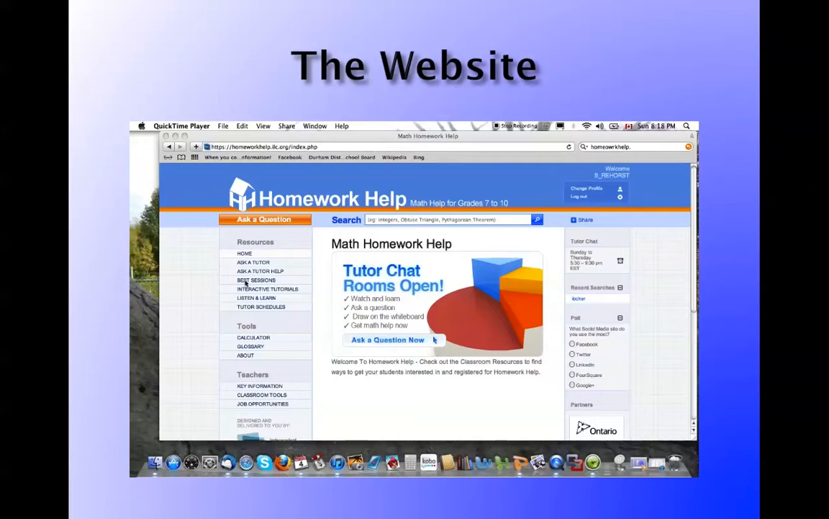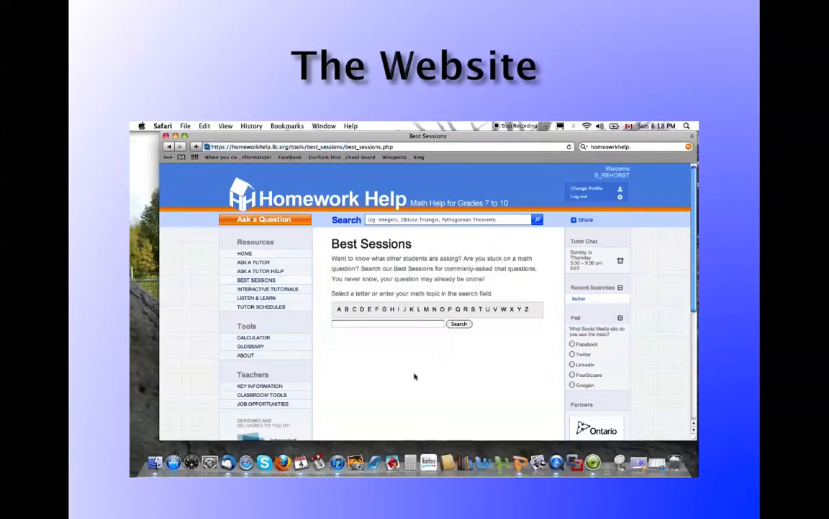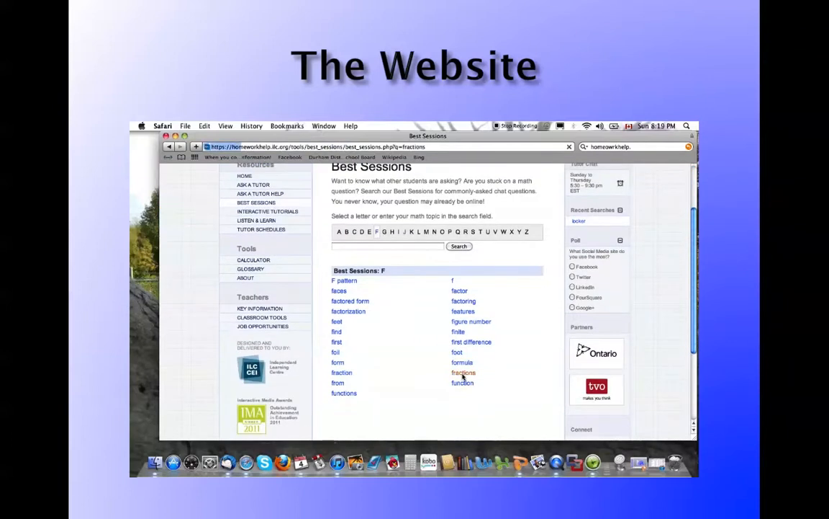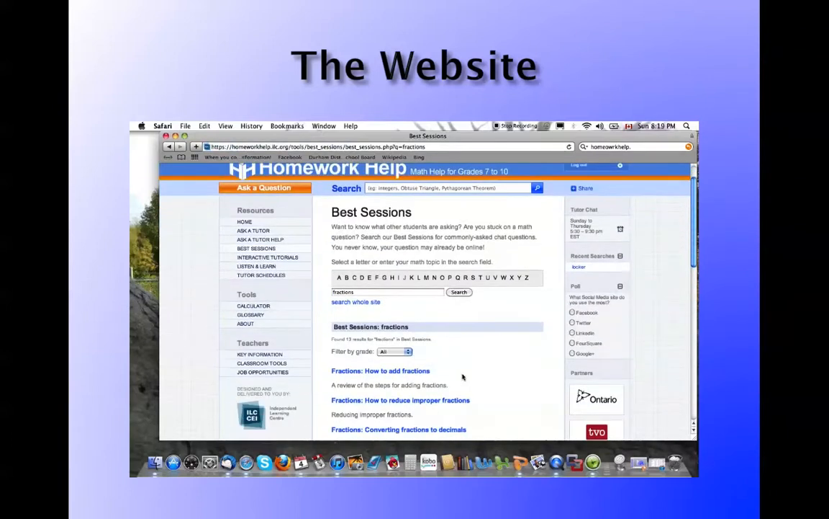But the first thing I'd like to draw your attention to is the best sessions. These are tutoring sessions that the website has deemed very, very effective. So you can go here if you're going to be teaching a class, say on fractions, and you'd like to enhance your lesson or even use it as an introduction. So we're going to look for fractions. And here we go, how to add fractions.